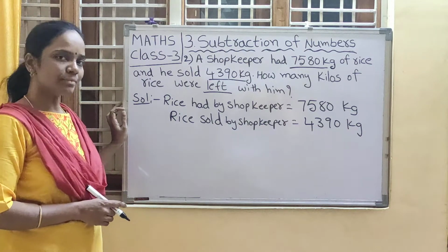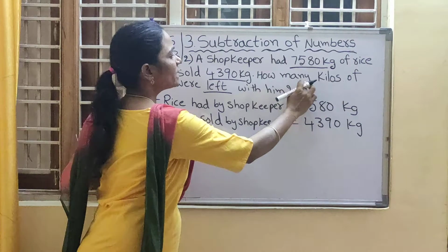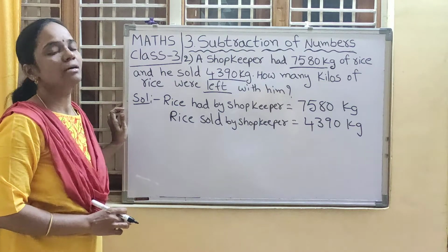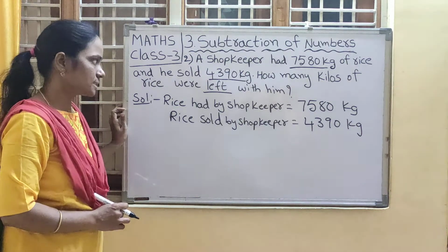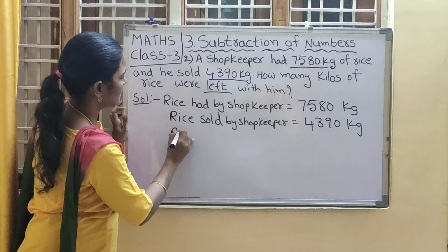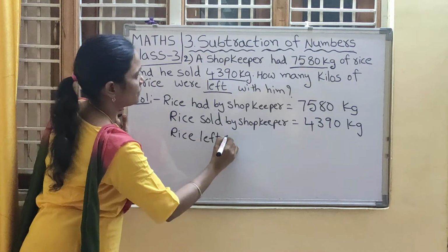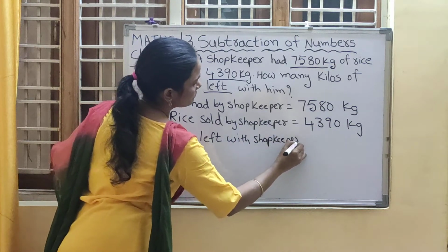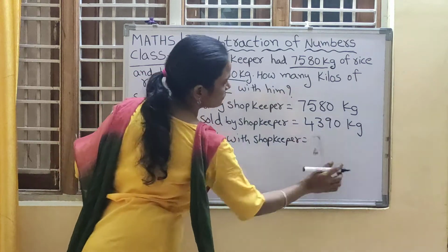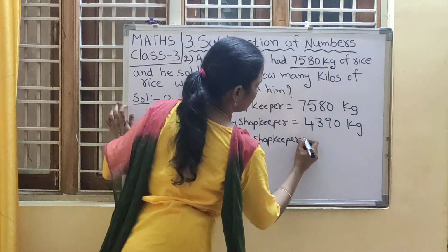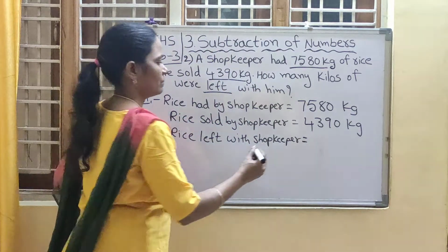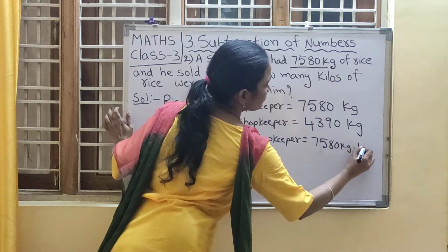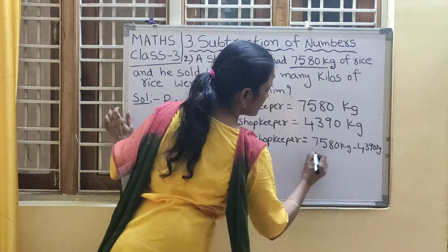Next, write down the third statement. You will get the third statement from the question. What is the question? How many kilos of rice were left with him? Left means we have to take subtraction. But what is the third statement? Yes. Rice left with shopkeeper is equal to, subtraction we have to take. 7,580 kgs minus 4,390 kgs is equal to.